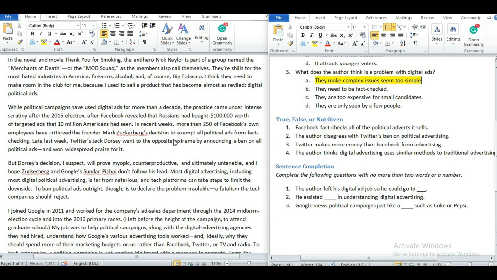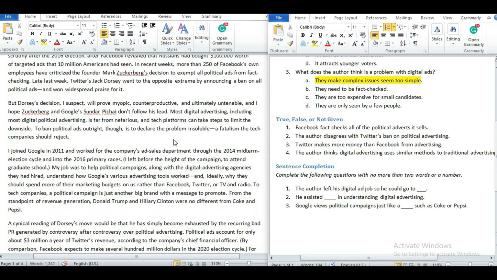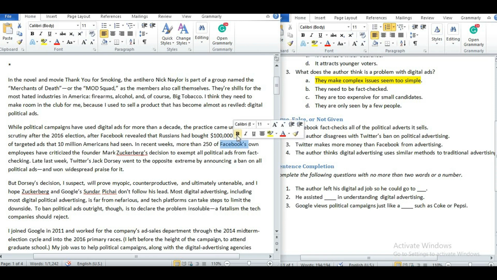So we have to look through this text till we can find the word Facebook. And that actually, you might remember, appeared at the beginning. It appeared in paragraph 2. We can see Mark Zuckerberg here, and we can see Facebook. So if you know Mark Zuckerberg, he is the CEO of Facebook and the founder. So we have to find this first, and then we can slow down and read more carefully. We can see then Mark Zuckerberg's decision to exempt all political ads from fact-checking.